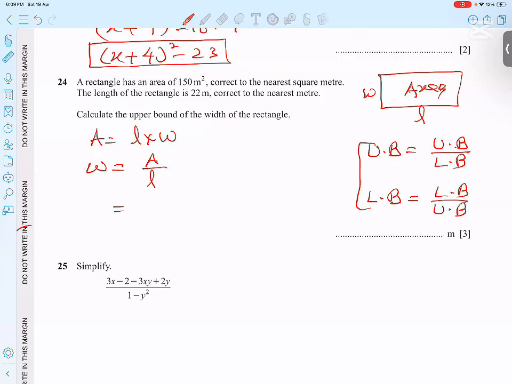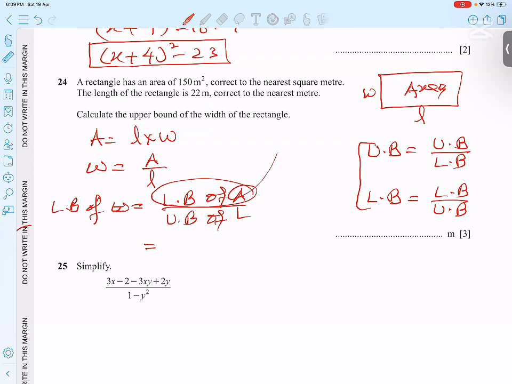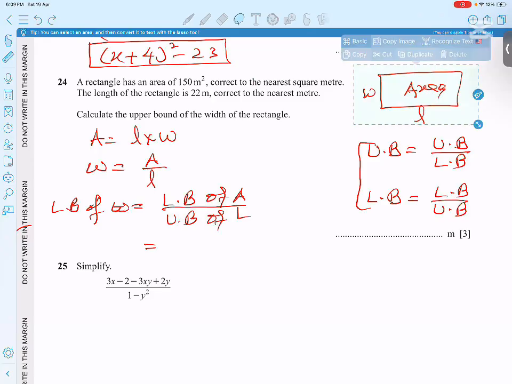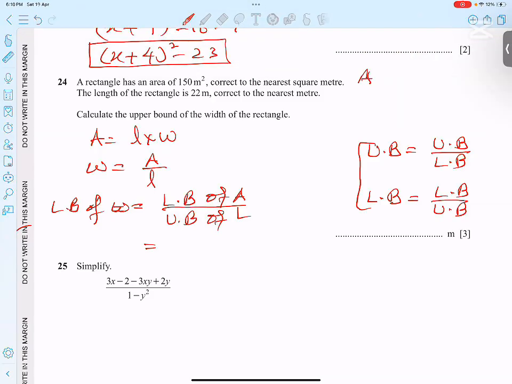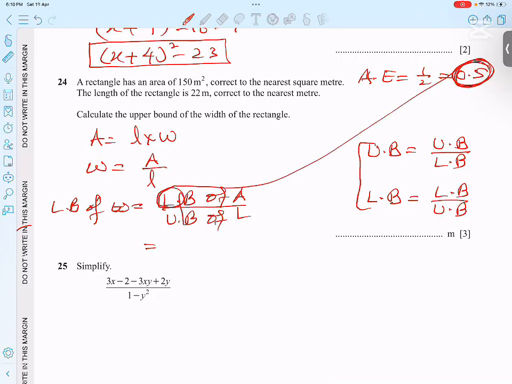So I'm looking for the lower bound of the width. So lower bound of W is lower bound of area over upper bound of length. So let's try it. What is the lower bound of area? Basically, he said nearest meters. So what to do, students? Absolute error. AE stands for absolute error. We take 1 meter, 1 divided by 2, we got plus and minus 0.5 meter. And because I'm looking for the lower bound, from 150, I will subtract.